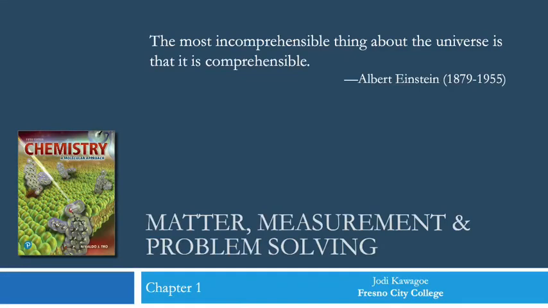So we're going to start with chapter 1. Good place to start. This is about matter, measurement, and problem solving. The book has a little quote at the beginning of each chapter, and some of them are kind of interesting. This one's from Albert Einstein. "The most incomprehensible thing about the universe is that it is comprehensible."